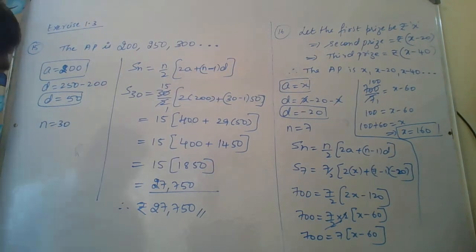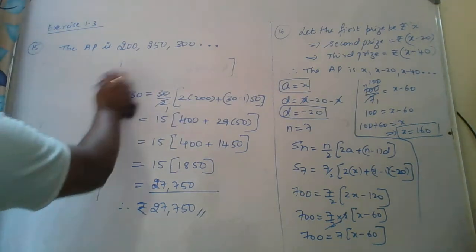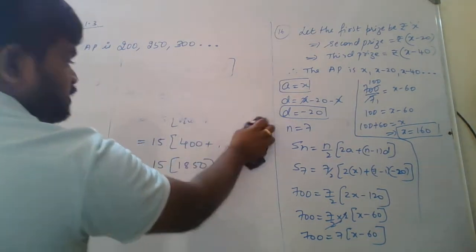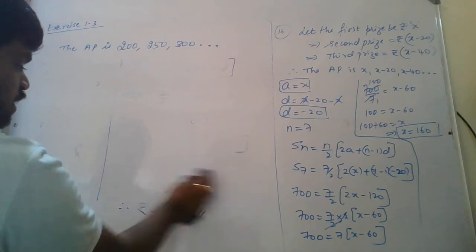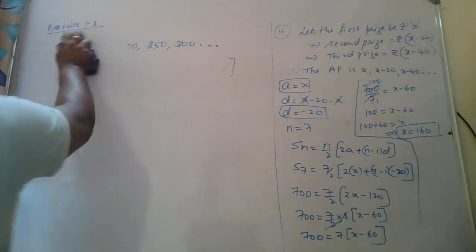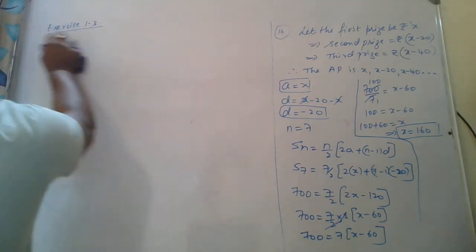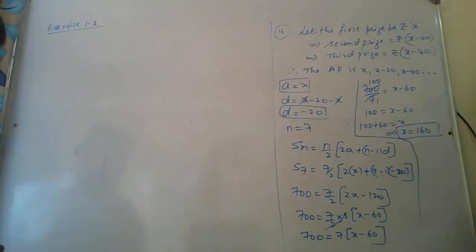Okay. Let's get into the next, 17th question. In a school, students have decided to plant trees in order to reduce pollution. Okay. Now, how are they planting? What is the pattern here?